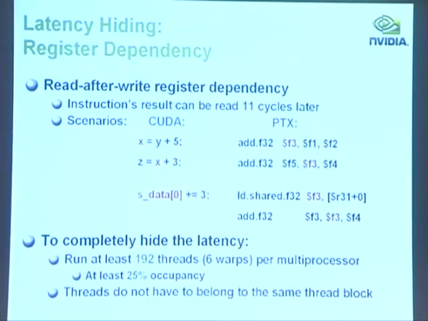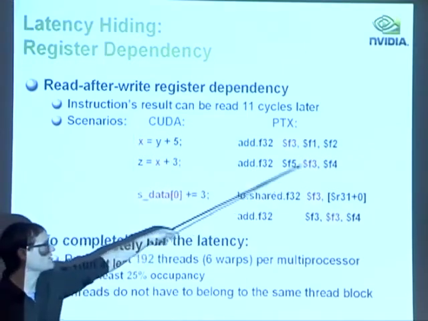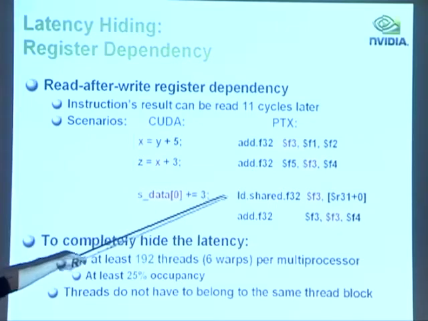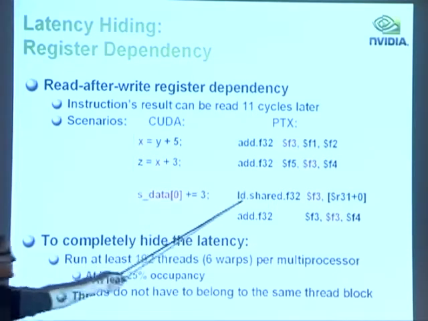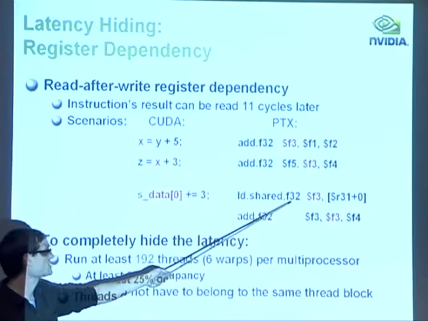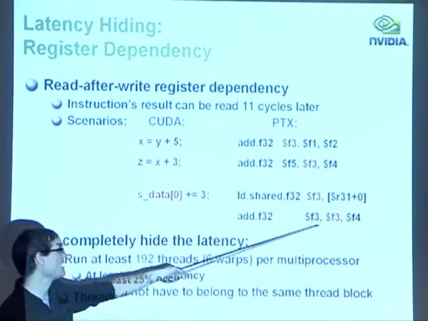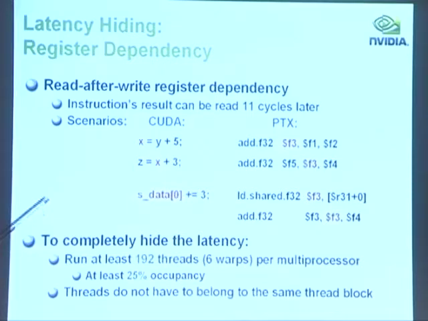There's another type of latency: the math arithmetic pipeline latency. The pipeline latency on G80 is 11 cycles. So if we do, for example, an add, then the result of that add can be used 11 cycles later in the same thread. If you don't have very many threads, then this read after write hazard can cause a stall. This is the example here where we use the F3 register, which is the result of the add, immediately in the next add. And here's an example of shared data access where we load from the shared data into F3 and then we add immediately.